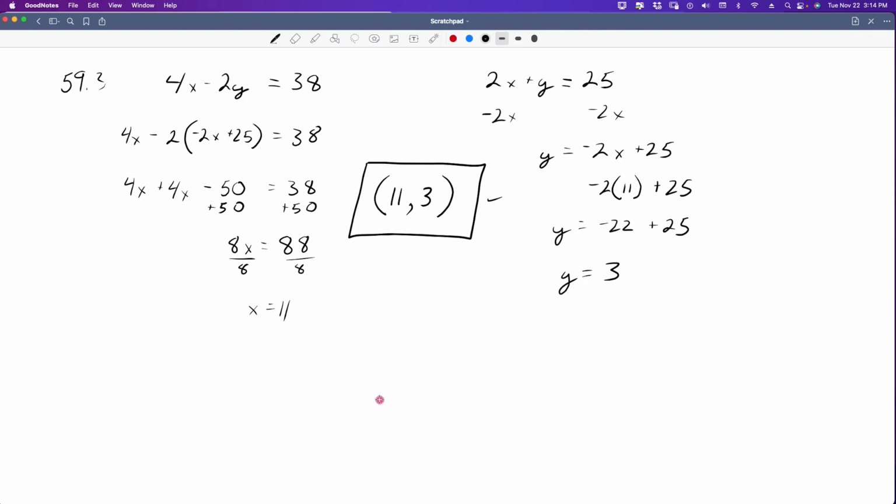And that is all we have for lesson 59. I will see you in lesson 60. And guess what? Lesson 60 is halfway through the book. Congratulations on making it this far.